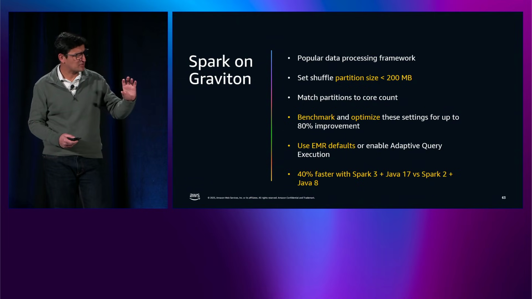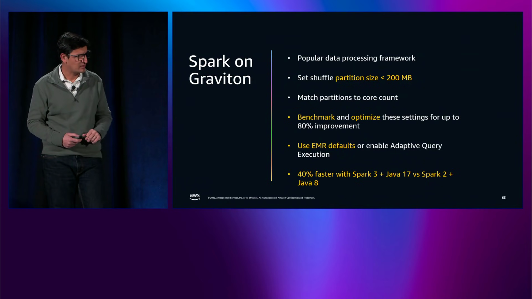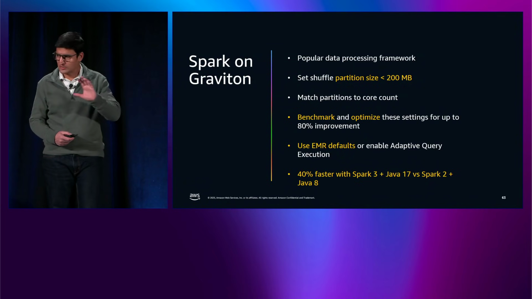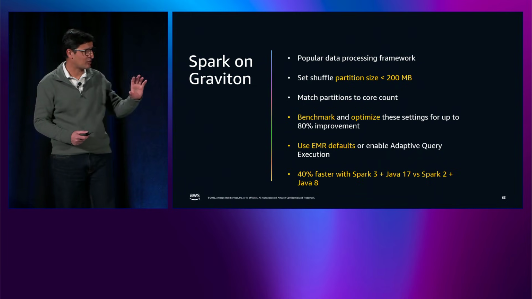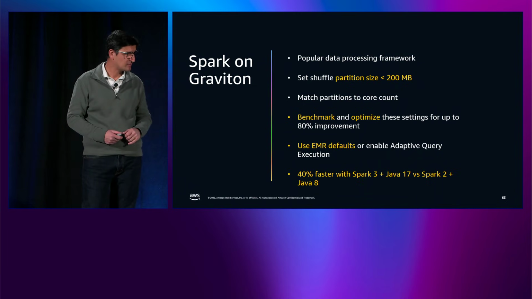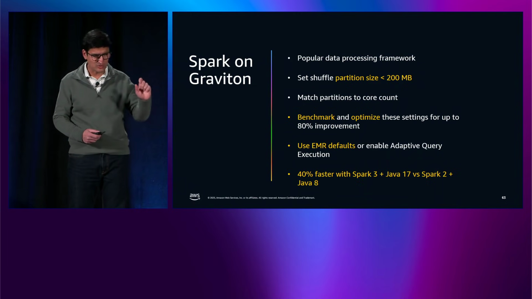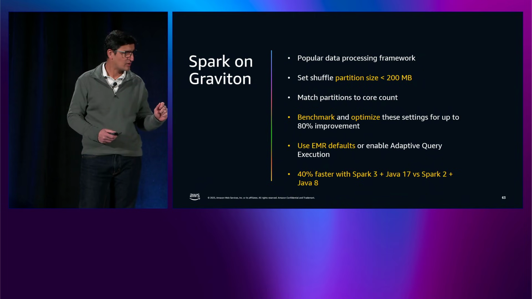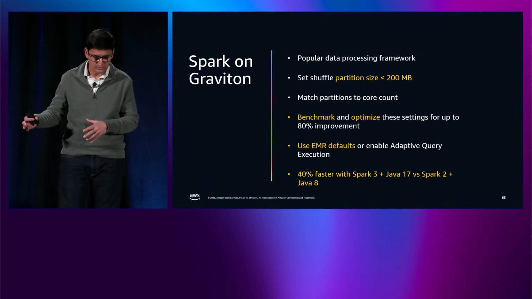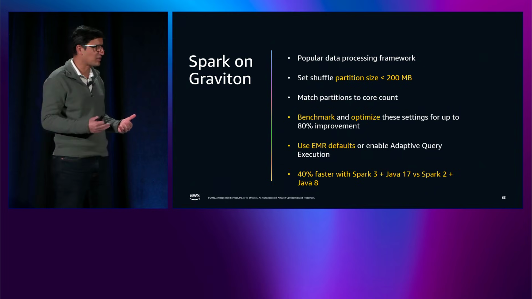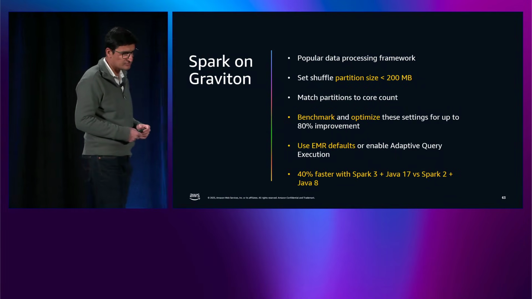Let's look at some very specific workloads. And I just wanted to call out a few key points here. Like, we talked about Spark. Spark is a popular data processing framework. But sometimes it can suffer from straggler issues, where a long-running task can slow down the entire cluster. And this is often caused by uneven data distribution.